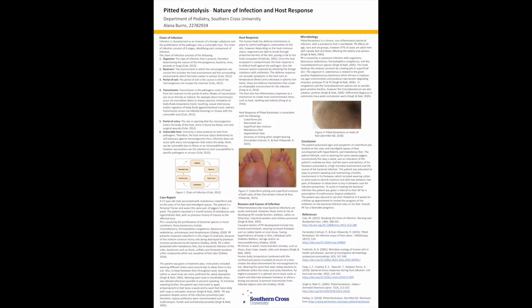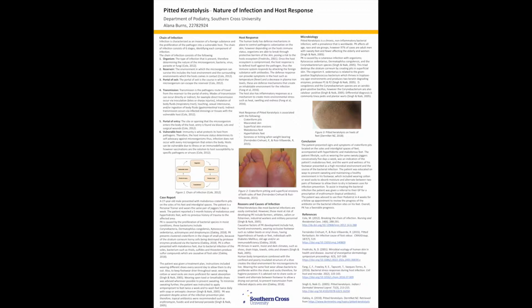Pitted keratolysis thrives in warm, moist, and dark climates, such as shoes, drain traps, towels, sinks, and showers. Human body temperature combined with the confined and poorly insulated structure of a shoe creates the ideal environment for microorganisms to live. Wearing the same footwear allows bacteria to proliferate within the shoes and socks. Therefore, for hygiene purposes, it is advised not to share socks or towels and to alternate between footwear to allow a drying out period to prevent transmission from infected objects onto the skin.